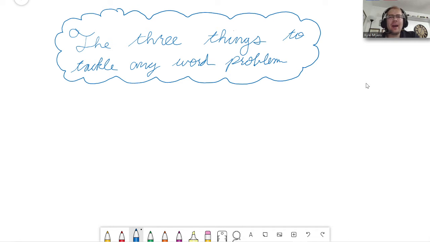So, if you have been following the series that I've been doing on Algebra 1 worksheets, I figured I'd take a break from that just for today and talk about something a little bit more general than how to specifically solve algebra worksheets. And this three-step process is the key to solving any word problem.